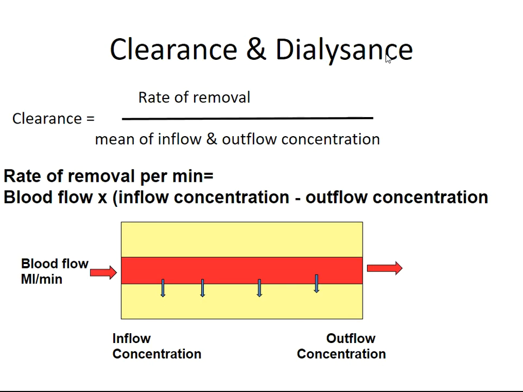So clearance equals the rate of removal divided by the mean of inflow and outflow concentration. Rate of removal per minute equals blood flow multiplied by the inflow concentration minus the outflow concentration.